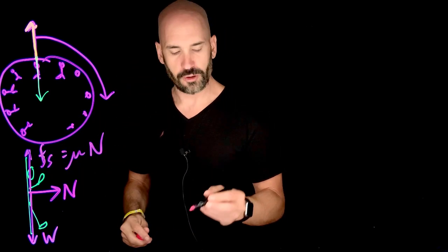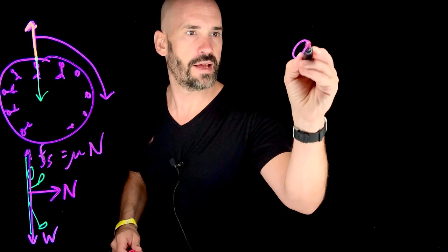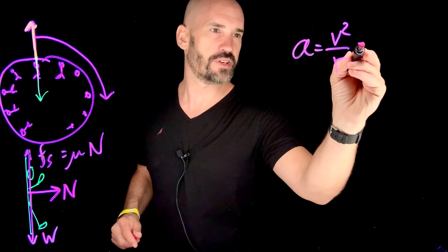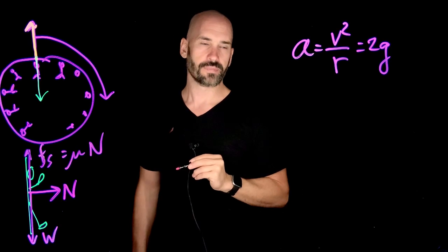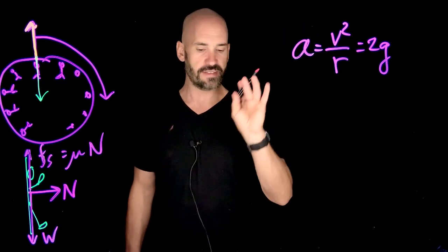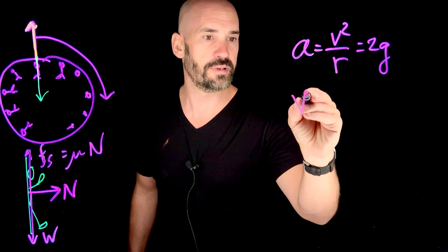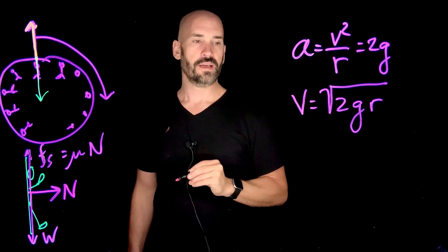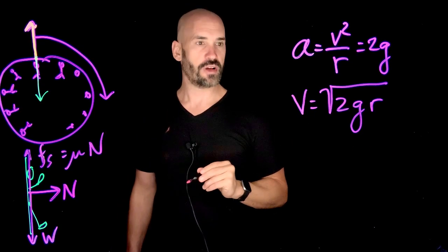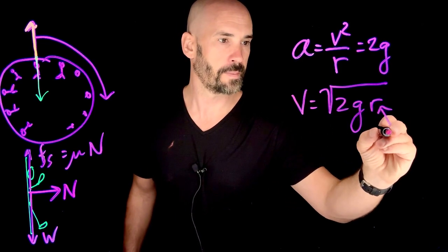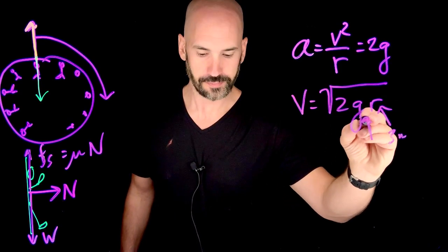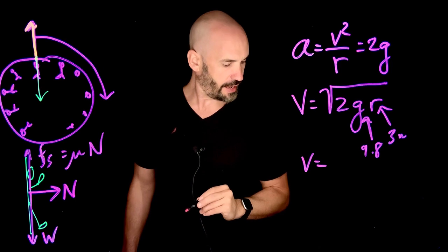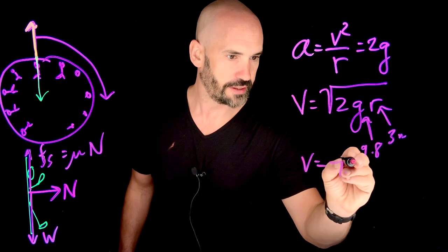So in other words, I want to do a equals v squared over r, but that a that I want is just going to be 2g. And we know that g is just 9.8. So that's easy. What velocity is that going to be? Well, that's just going to be v equals the square root of 2gr in this case. And what's the radius of this Gravitron? 3. So 3 goes in here. What's gravity? 9.8, obviously.